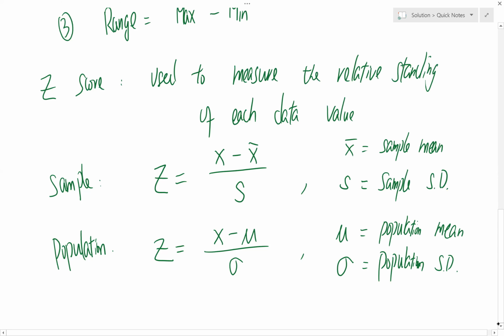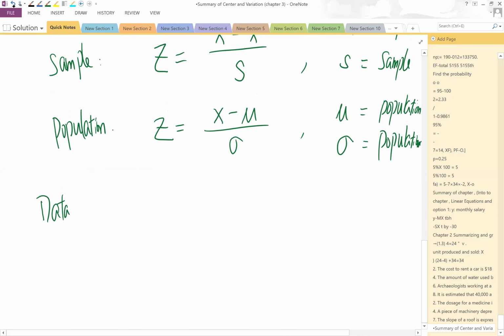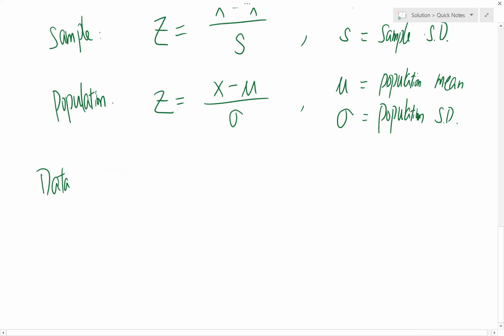Now I'm going to give you an example. All right, so let's say we have a data set. This data set has 5 numbers, and we're going to go through all of these calculations. Data set, say 3, 5, 7, 7, 8. So the data set has 5 values, and first of all let's find the mean.